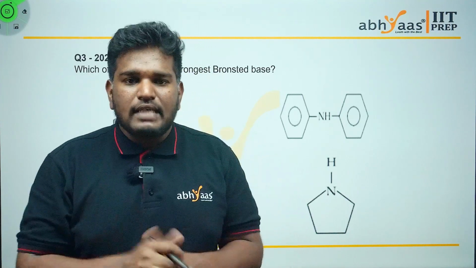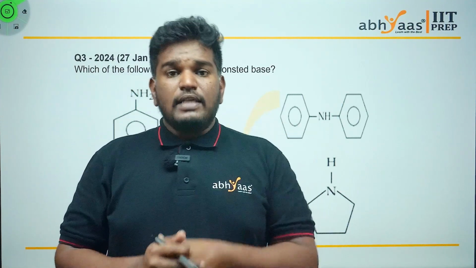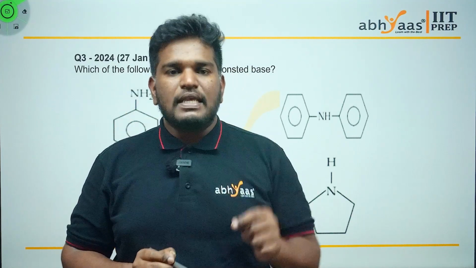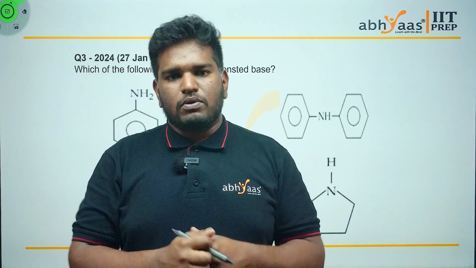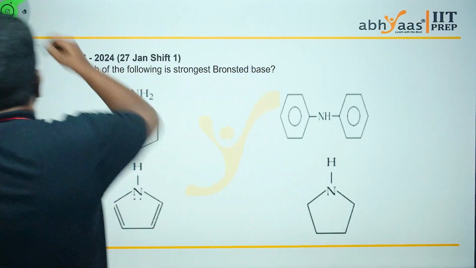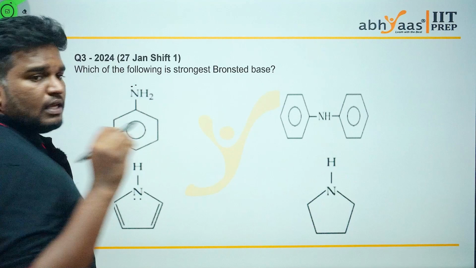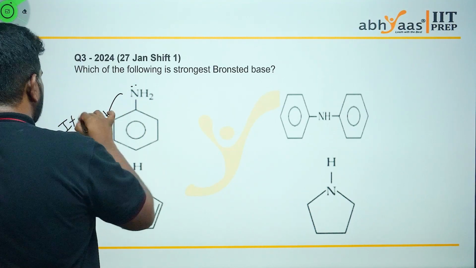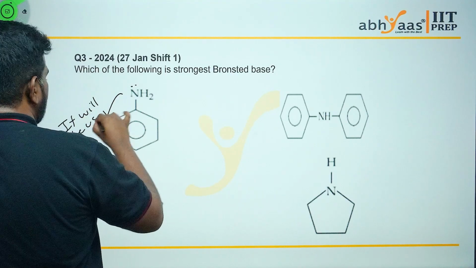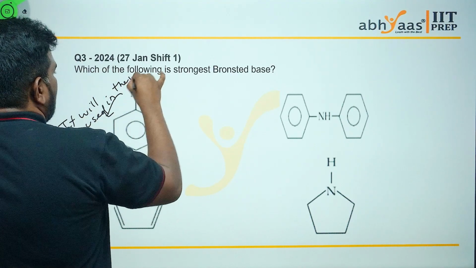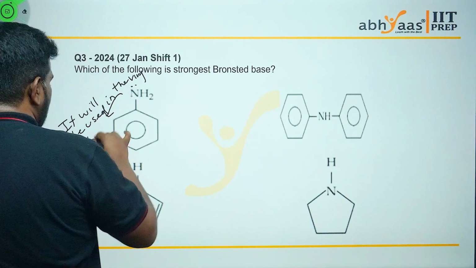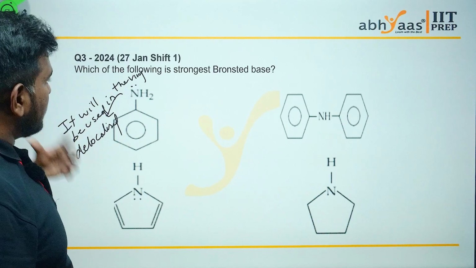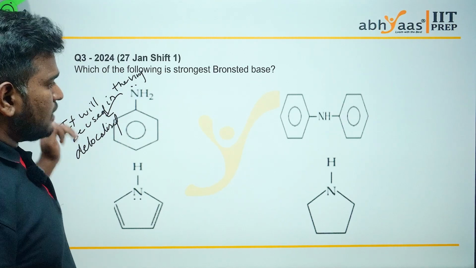And what is a Bronsted acid? H plus ion donor is known as Bronsted acid. So we have to find which is the strongest Bronsted base, that means which can accept the proton. In this case, nitrogen will have a lone pair of electrons, but you can see that it will be used in the ring and it will be delocalized. So it cannot act as a strong Bronsted base in this case.